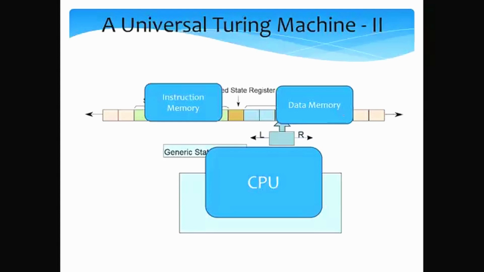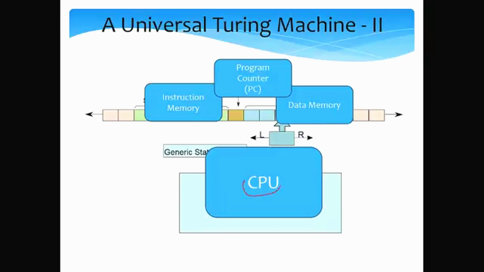And the simulated state register is basically telling you at what point we are in the simulated Turing machine and what needs to be done next. So we can think of this as a program counter. These are essentially the four basic elements of any computing system. Let me go over them once again.